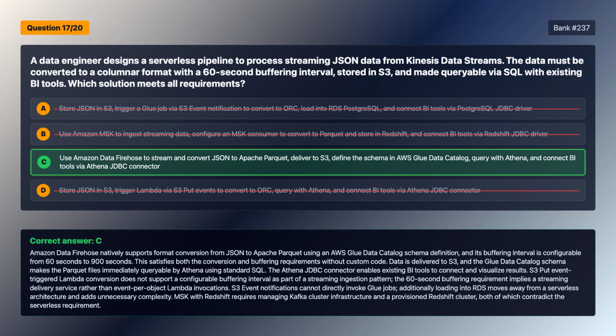Data is delivered to S3, and the Glue Data Catalog schema makes the Parquet files immediately queryable by Athena using standard SQL. The Athena JDBC connector enables existing BI tools to connect and visualize results.